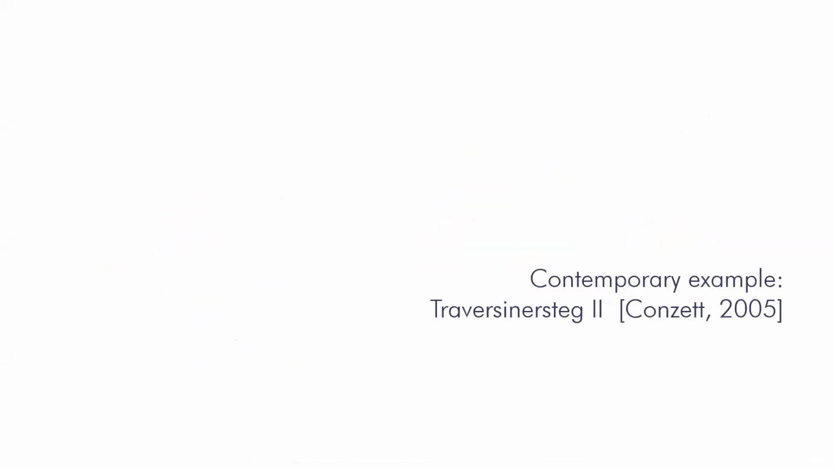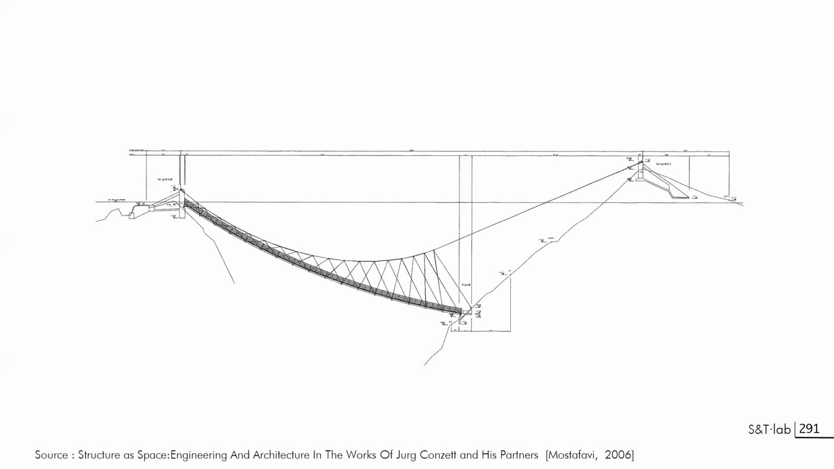Now, we have covered all that's theoretical, and we can move to 2 examples of application of graphic statics for design. The first that will be shown is an example that has been designed by Jörg Conzett, the Swiss engineer, in 2005, the Traversinersteg, and this is the bridge. This is a hanging bridge between 2 rock walls, and you can see a funicular cable that will be suspending other cables that themselves will be hanging the deck or the floor of this bridge, starting from here and finishing here.